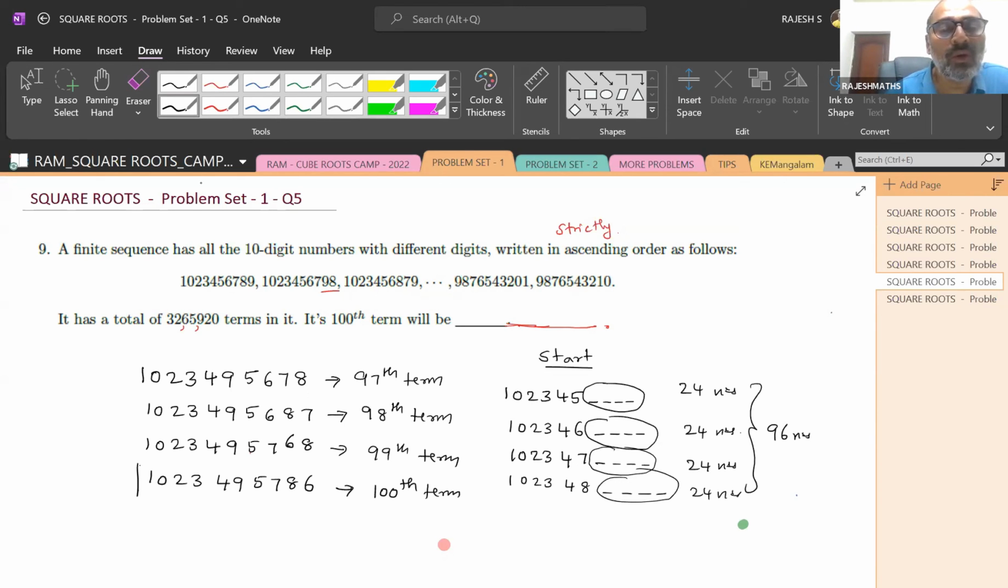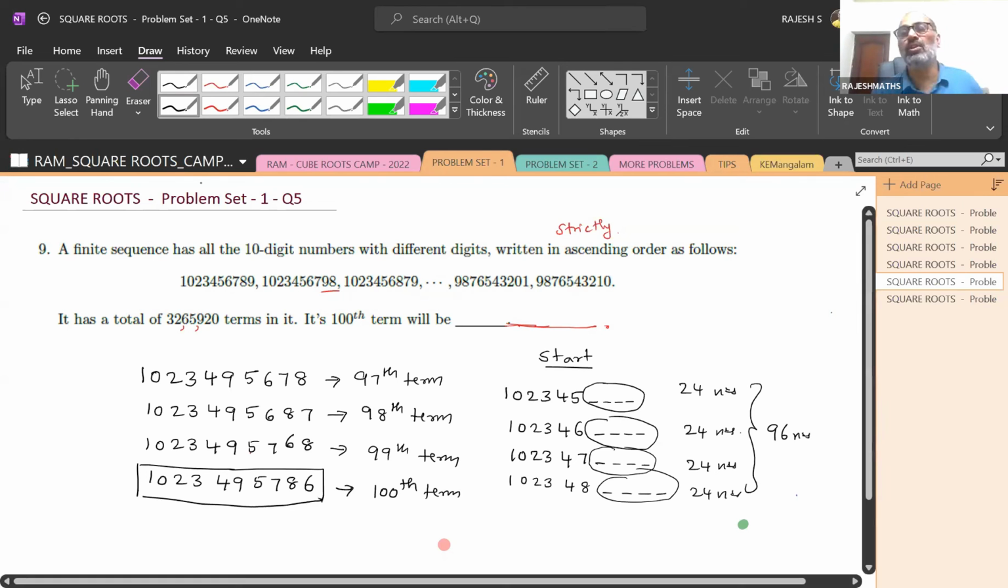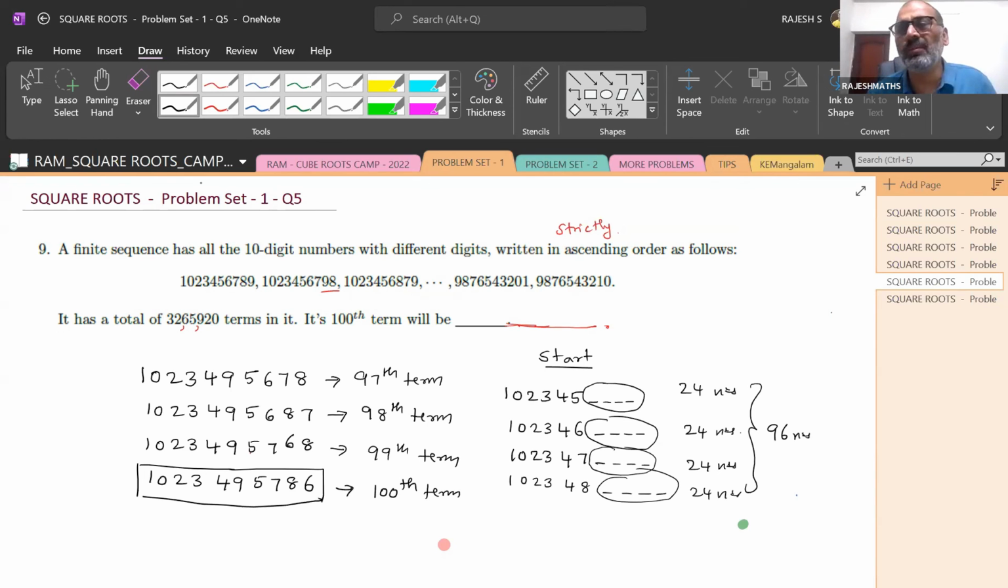So that means you need to first go after the last 4 digits. Why? Because that gives you 24. Why not the last 5 digits? Last 5 digits will be 120, crossing 100, and we want the 100th term. If the question is about the 125th term, we could have done the last 5 digits permutation. But since it's between 24 and 120, we'll go from 24, 24 like that.